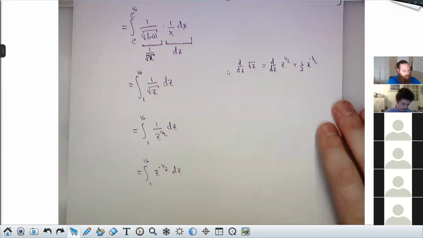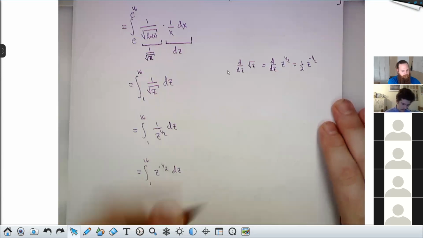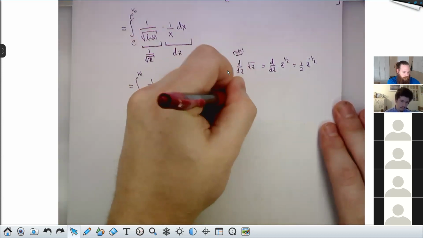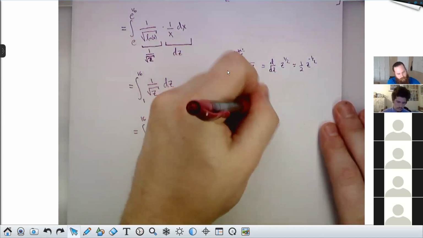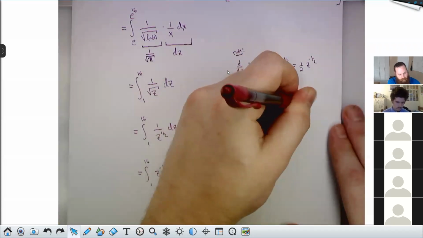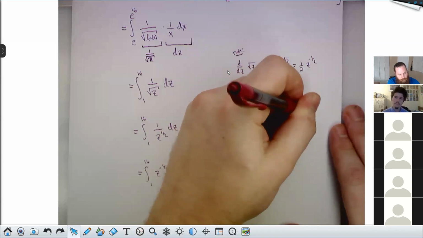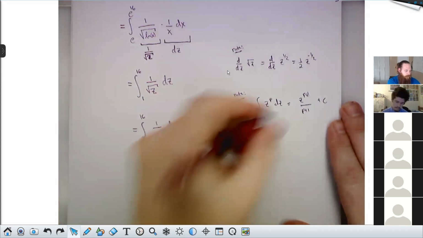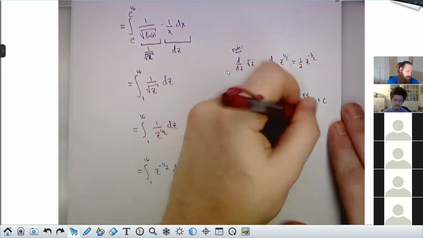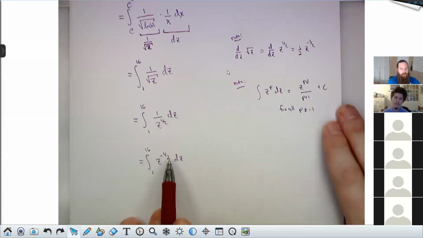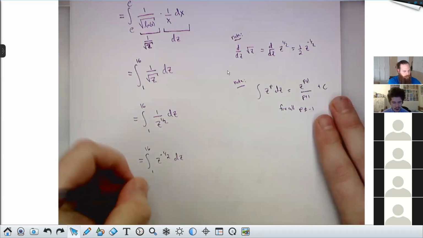Now we've got a power rule for integrals. You add 1 to the power and then divide by the new power. So in general, if you need to integrate z to the p dz, that's z to the p plus 1 over p plus 1, plus a constant if you're doing the indefinite integral. This works for all p except negative 1. Here my power is negative 1/2. That's not negative 1, so I can use my power rule.